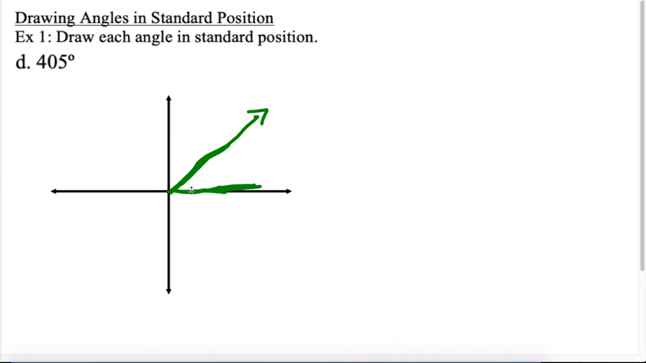So then we need to show that we went a full rotation around. So I need to draw this like this, okay? That's why this is super important to draw when we are drawing angles, right? We need to make sure that we are showing how far we are rotating that terminal side, all right?